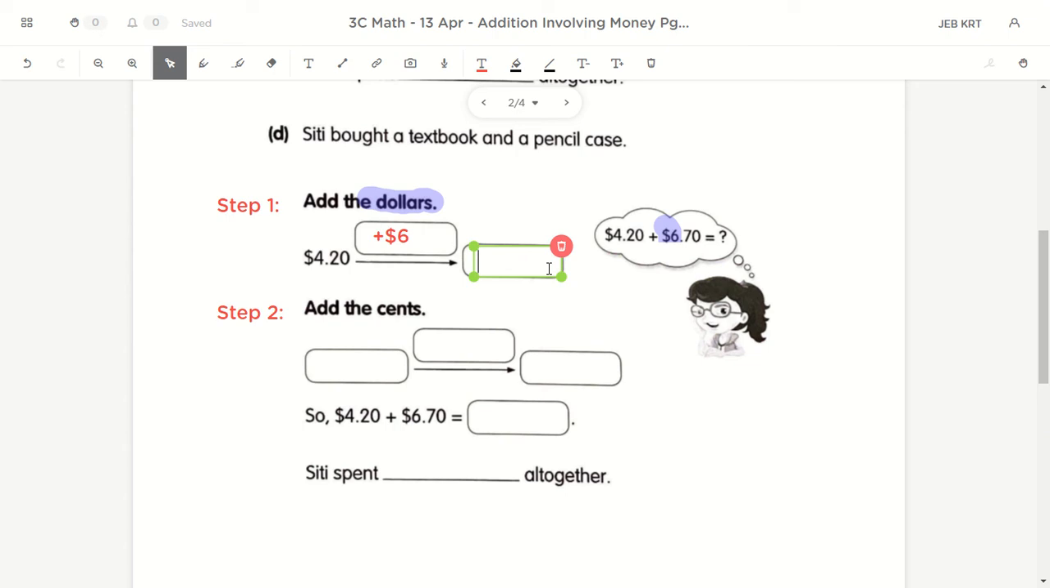So $6 plus $4 give you $10.20. Do not forget the 20 cents. Okay, 20 cents must still be there, but you're just adding $6 to the $4, which gives you $10. After that, bring this down because this is the answer from the first step.